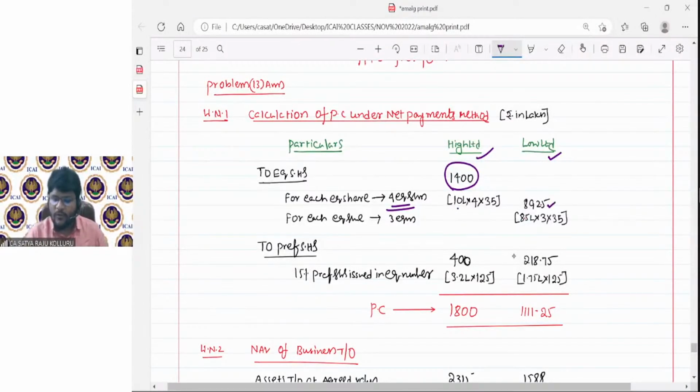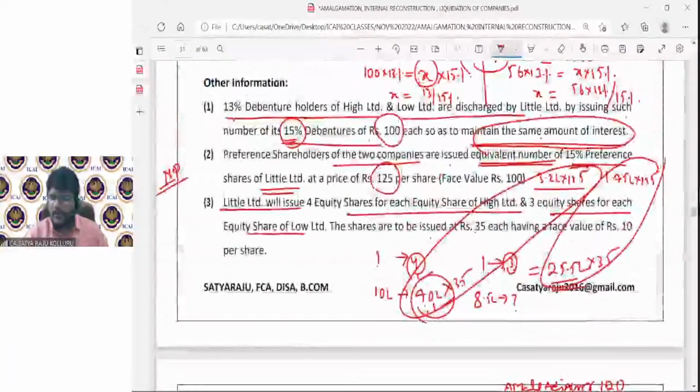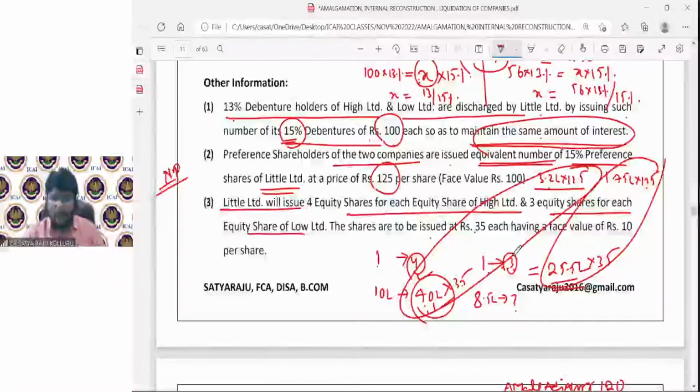That is to equity shareholders. Similarly, for preference shareholders, we already worked out here 3.2 lakh into 125, which is 400 lakhs. It is 1.75 lakh into 125, 218.75. Now the purchase consideration for High Limited was 1800 lakhs, and for Low Limited was 1111.25 lakhs. Is it okay, guys? Next, to build the balance sheet, I need to know one more thing.